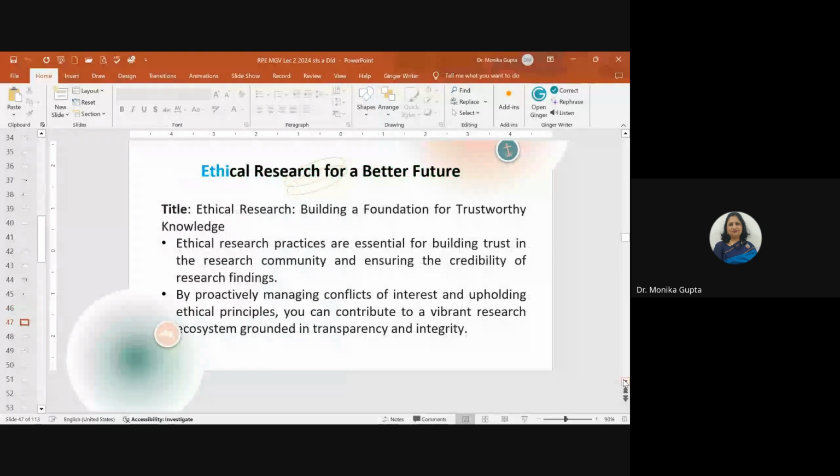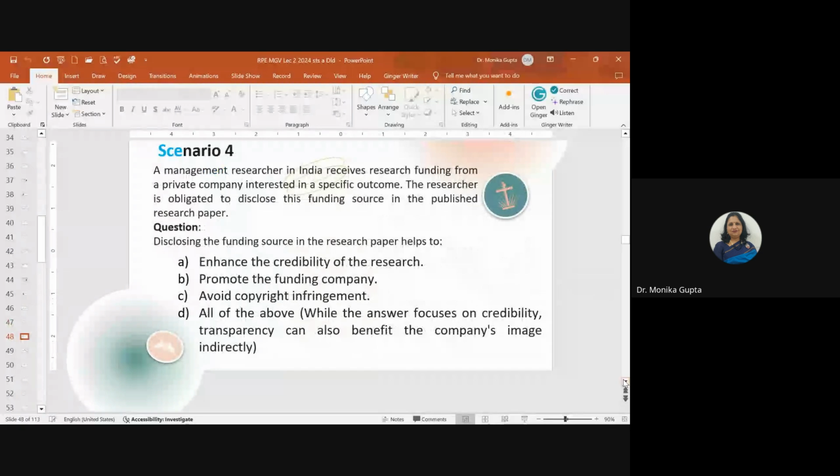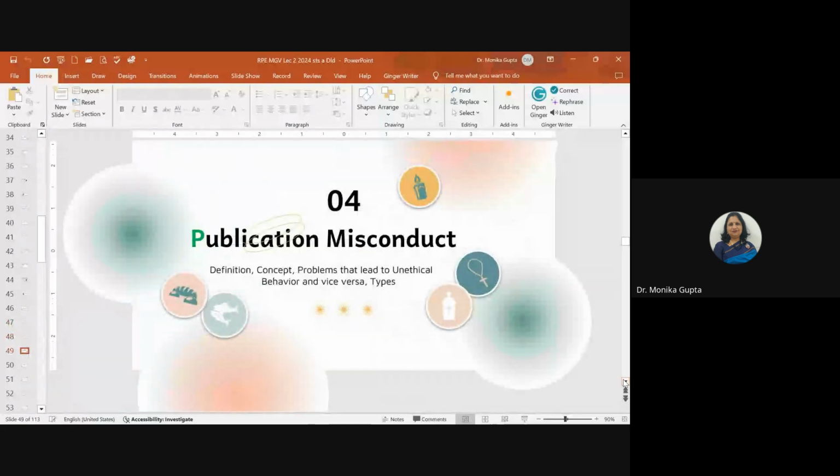So, ethical research for a better future can be there. So, we should focus on this aspect, conducting research ethically. Okay. Let us move on to publication misconduct, the next concept.